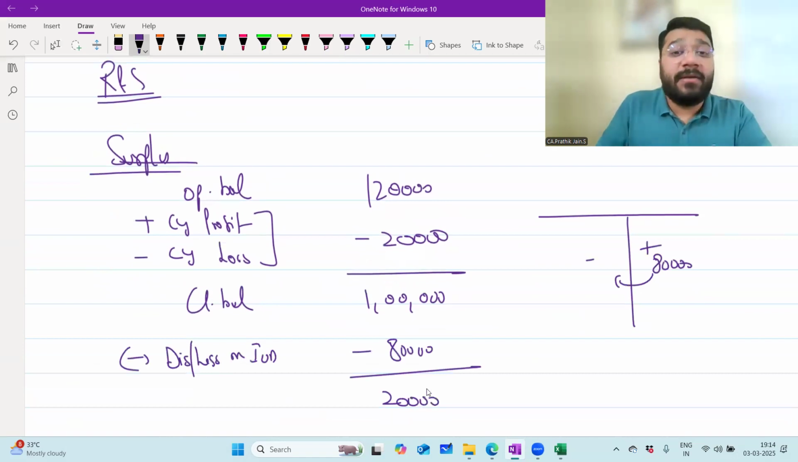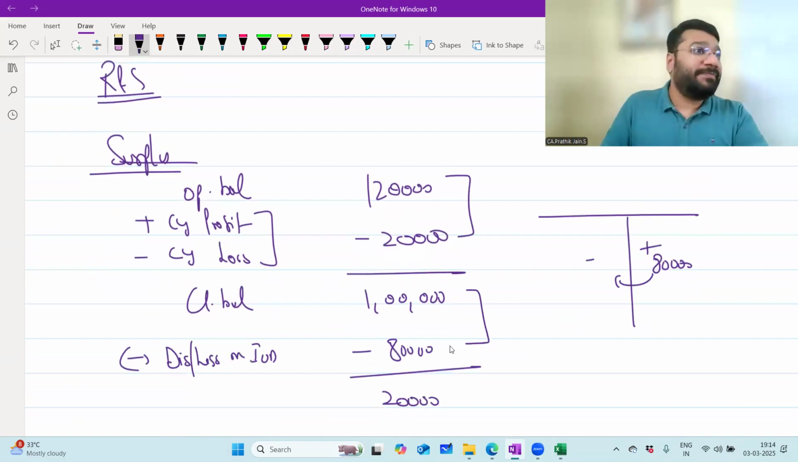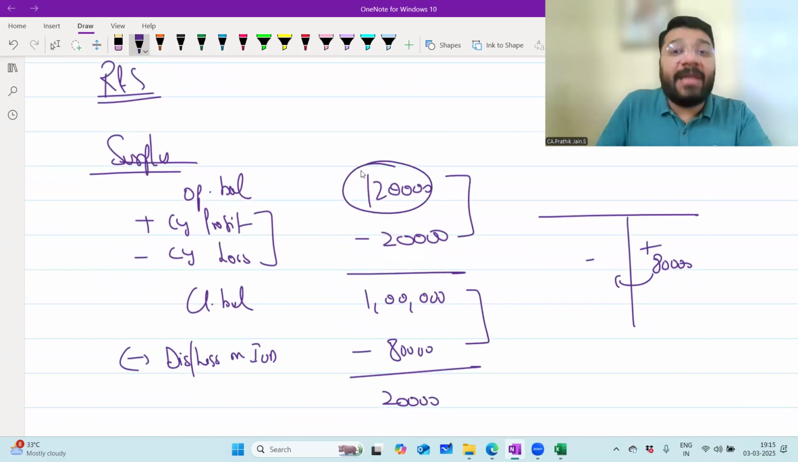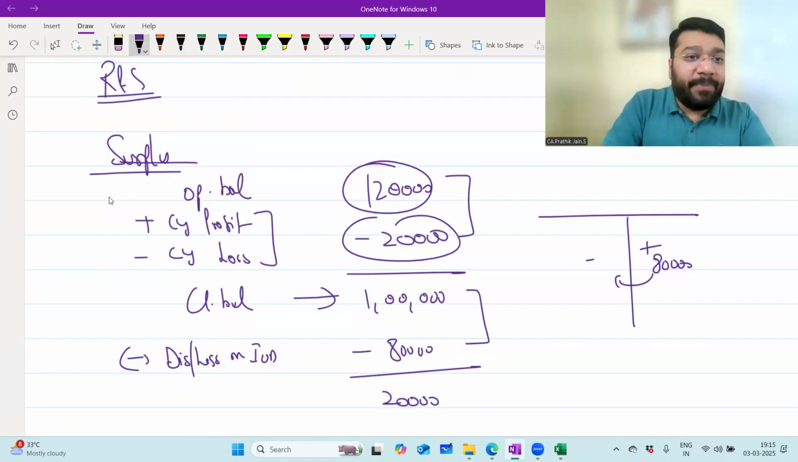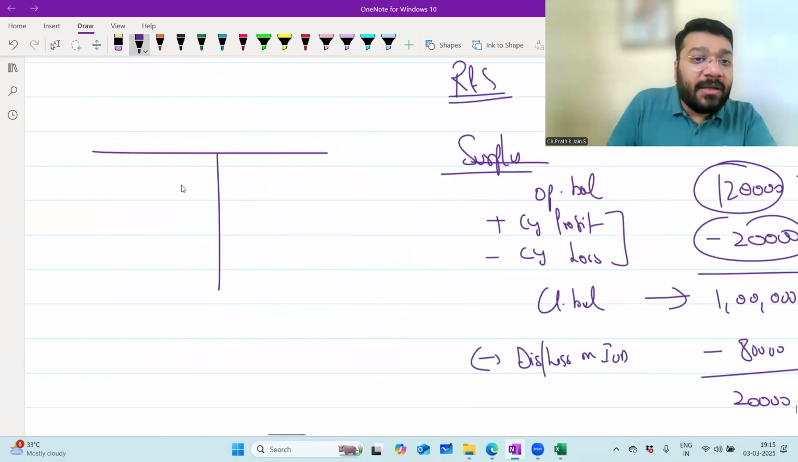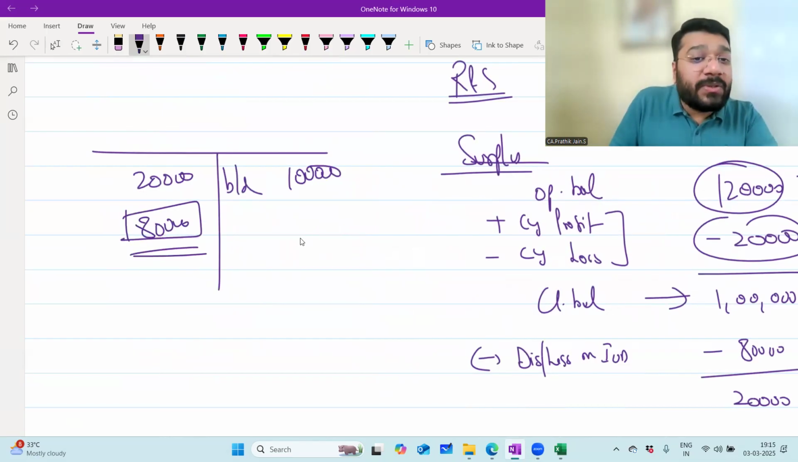Now please understand, minusing these two versus minusing these two, both are different. This is the opening balance of the surplus account. If I minus, the net balance is 1 lakh, which is the balance of the surplus ledger. For example, if I open the surplus ledger, the balance brought down is how much? 1 lakh. Loss is how much? 20,000. So what is the closing balance? 80,000.